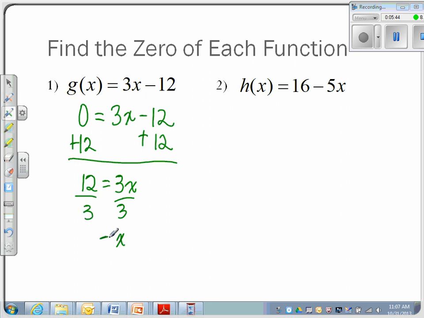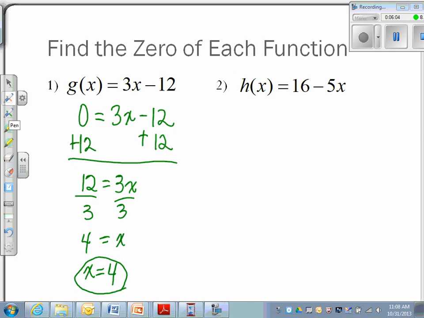I end up with x equals 4. Using the symmetric property, I can flip that around. So that tells me the zero of this function is 4. The x value 4 will give me a y value of 0.